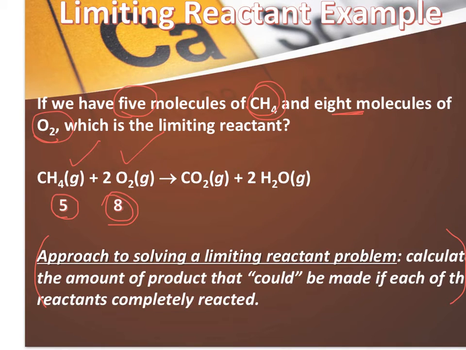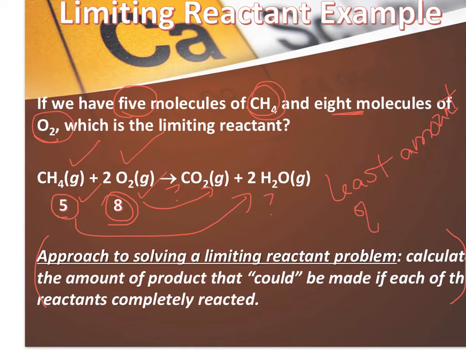And what you do when you have a limiting reactant problem is you have to figure out how much product each reactant will give you. So you need to do a stoichiometric calculation for each reactant. The reactant that gives you the least amount of product, and you have to go through the whole stoichiometry thing, is the limiting reactant. The reactant that makes the least amount of product is the limiting reactant.